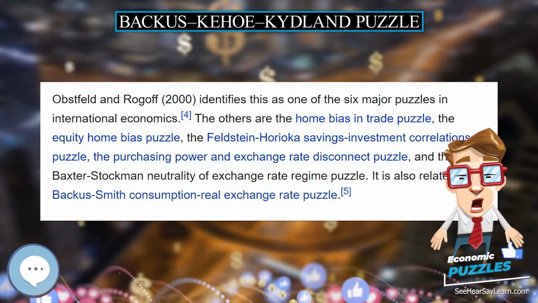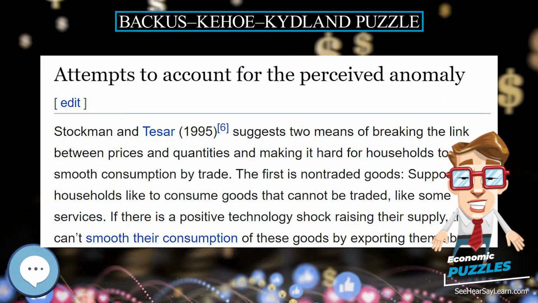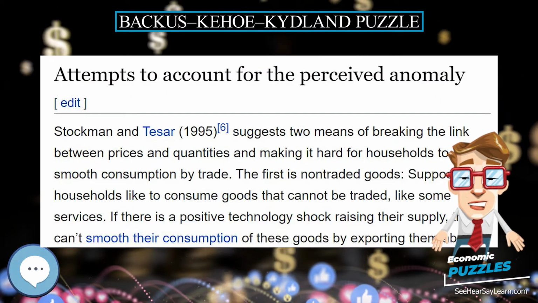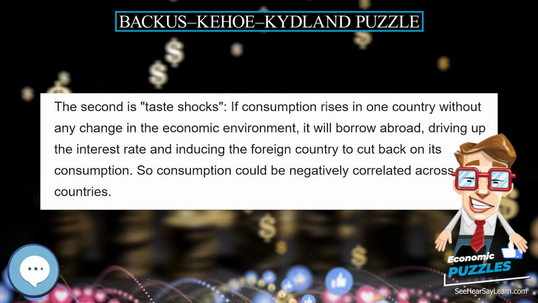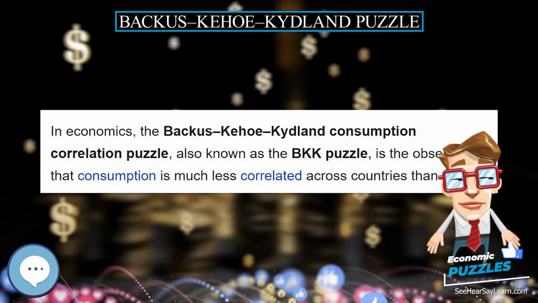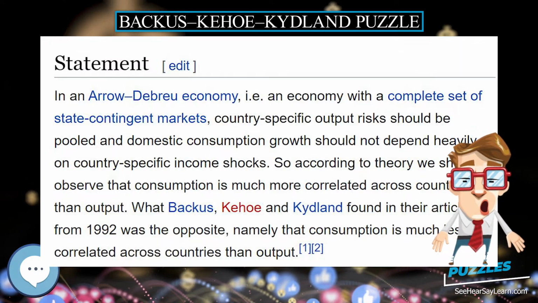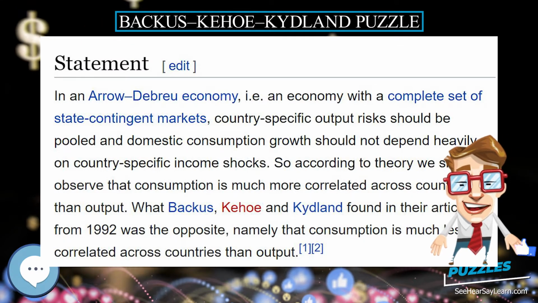Statement. In a standard Arrow-Debreu economy, i.e. an economy with a complete set of state-contingent markets, country-specific output risks should be pooled and domestic consumption growth should not depend heavily on country-specific income shocks. So according to theory, we should observe that consumption is much more correlated across countries than output.